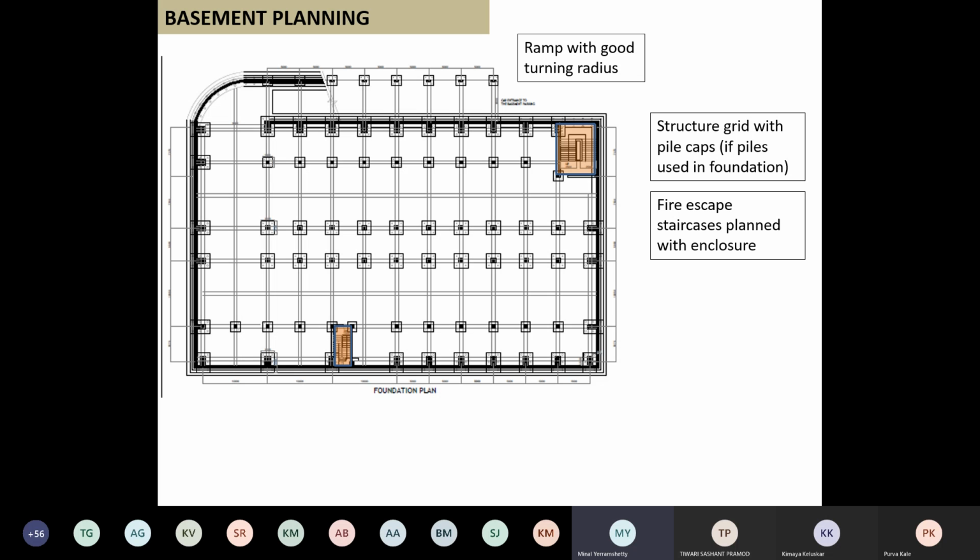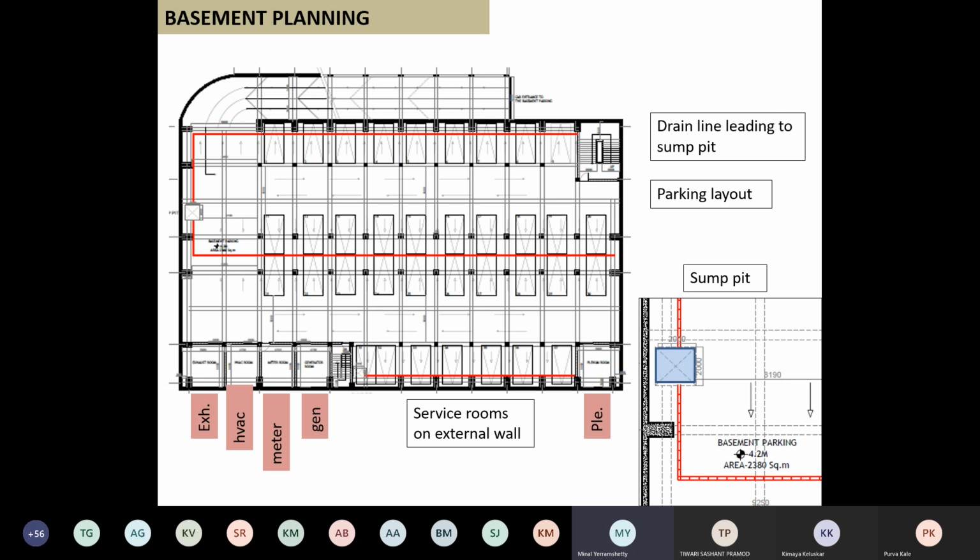Anything that is structural like fire escapes, any other ducts that you have, needs to be shown here. Next. So the next slide will show, just keep on pressing till all the things are there. So in the next slide, the same basement, but now you will see a red line there. That is nothing but the drainage line.